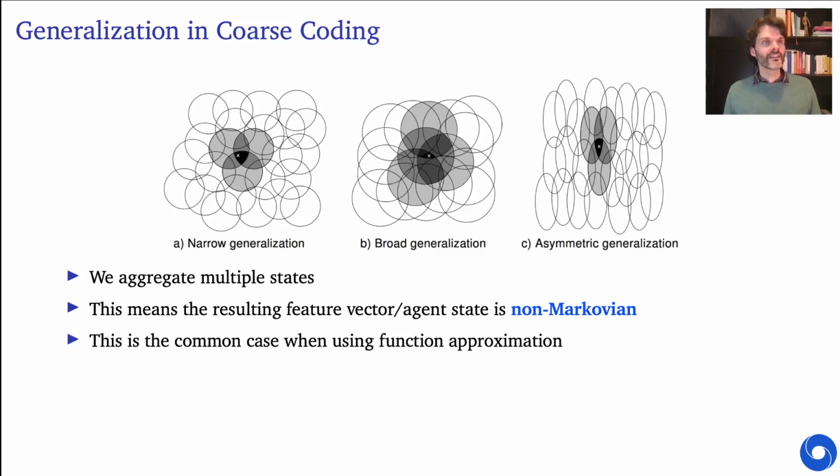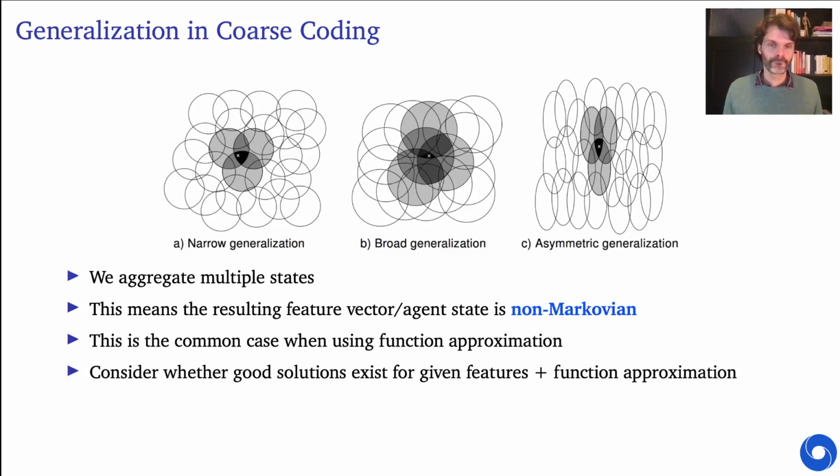This non-Markovian is the common case when using function approximation. It's not specific to this, it's just very easy to visualize in this representation. But whenever you use function approximation, including deep neural networks and so on, you should count on the fact that in some sense, as far as the algorithm is concerned, there might be some partial observability. Because the function approximation will, if it's a good function approximation, in some sense generalize things.